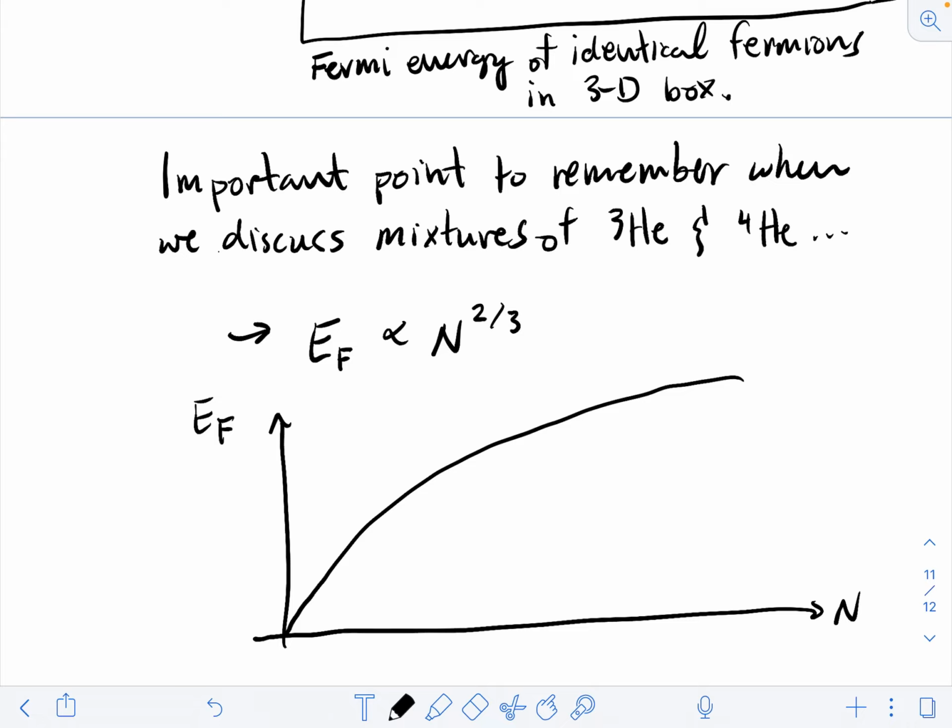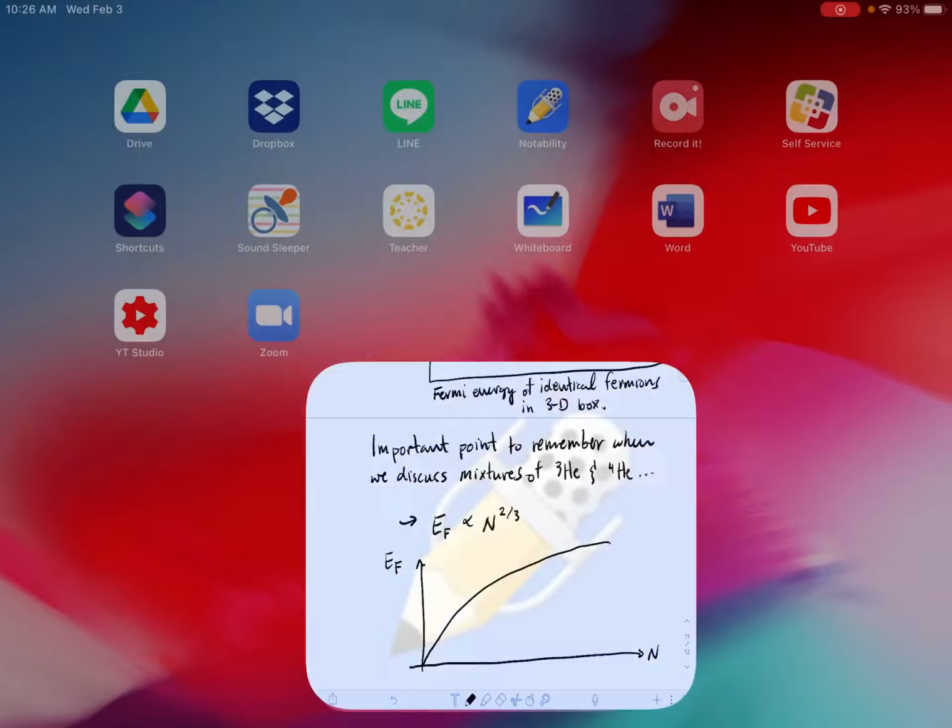So we've covered the Fermi energy for our 1D square well and for our 3D box. And we'll pick up somewhere along our roadmap the next time we meet. All right, thanks very much.